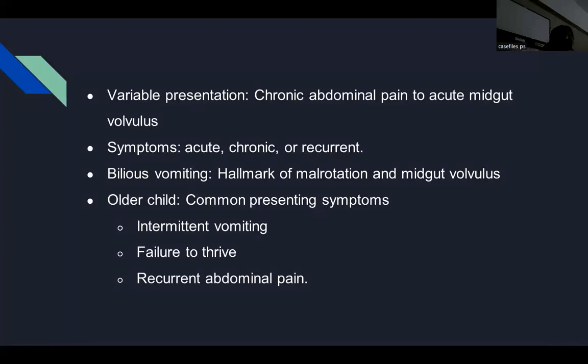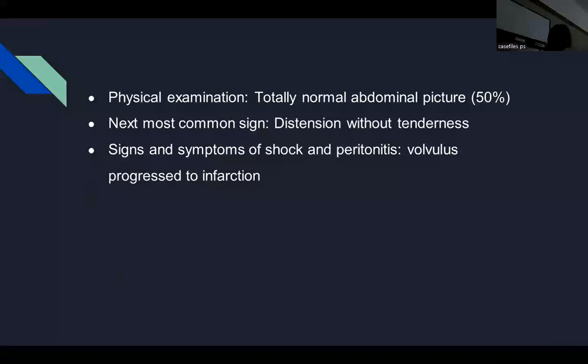Older children who present at a later age usually present with intermittent episodes of non-bilious vomiting, failure to thrive because of reduced weight gain, and recurrent abdominal pain. On physical examination, they will have a completely normal abdomen in 50% of patients, even in the neonatal age group without volvulus. The next most common sign is distension without any tenderness.